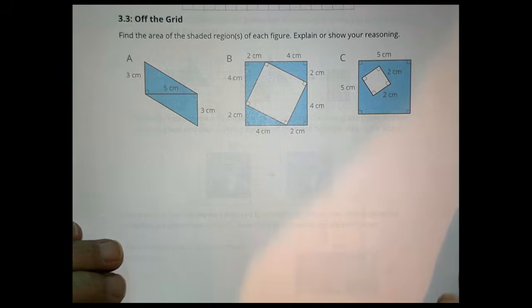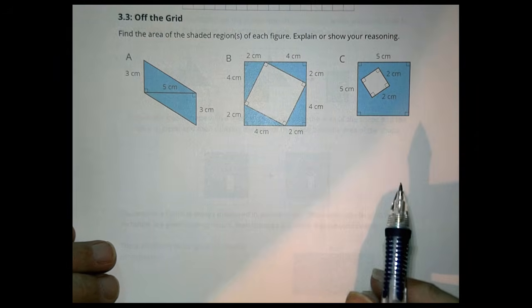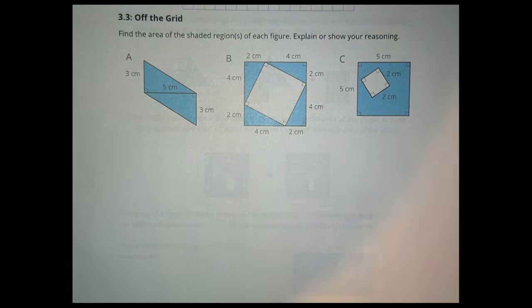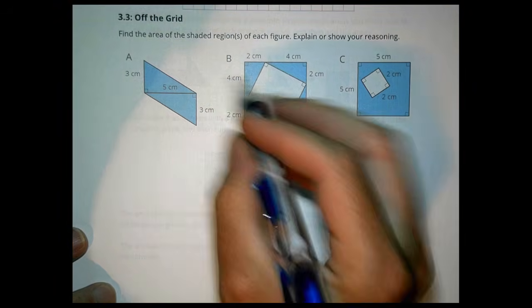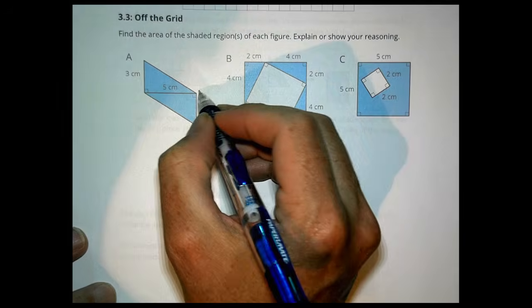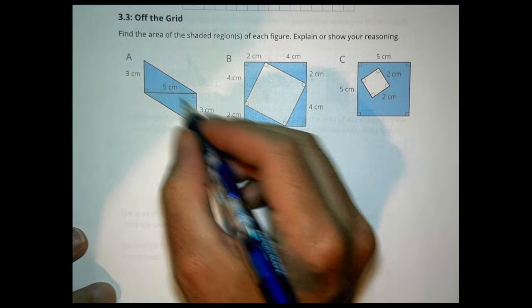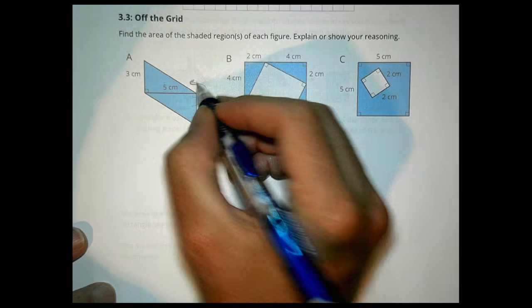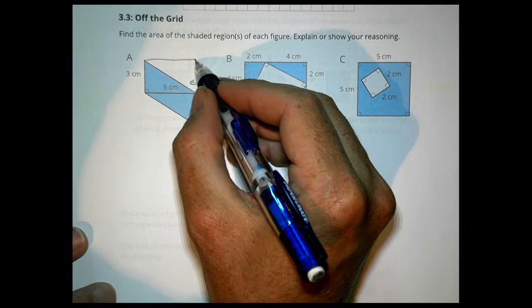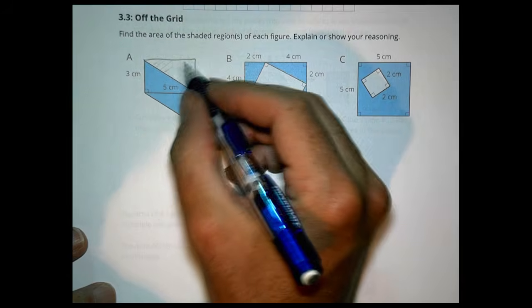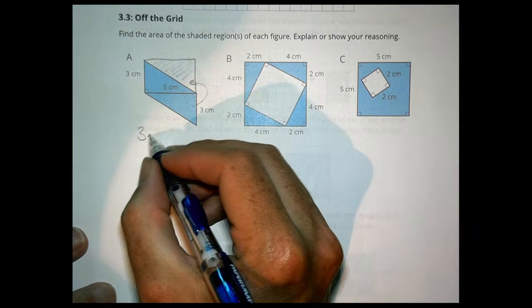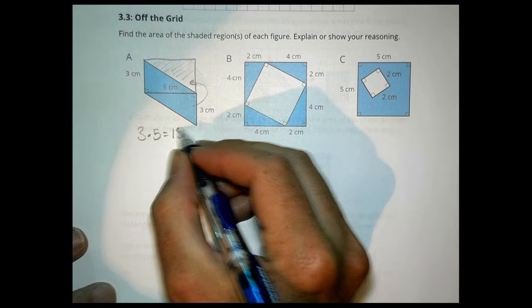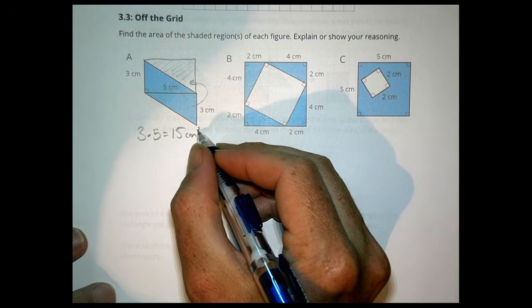All right, third activity, off the grid. Find the area of the shaded regions in each figure and explain and show your reasoning. So we're going to do some decomposing and rearranging to make this work. All right, so first thing we want to do, this is a 3 and a 5. This is a 3 as well, sharing that 5 side. So if we take this triangle and we move it up to here, we would end up with what? We'd end up with a rectangle that's a 3 by 5, like so. And 3 times 5 is equal to 15 centimeters squared.